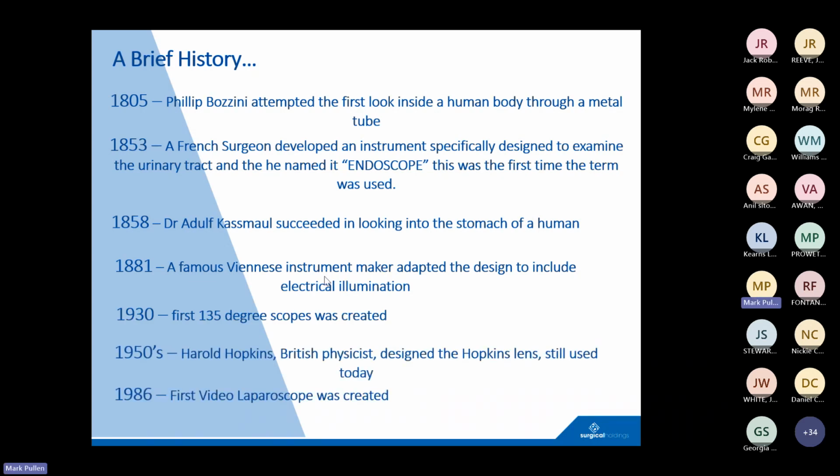In 1930, the first 135-degree scope was created. Obviously, this was a big change in application, allowing better field of view and suitable for more surgeries. 1950s, probably most importantly, Harold Hopkins, you may have heard of, a British physicist, designed the Hopkins lens, which is still used today. And then moving all the way forward to 1986, the first video laparoscope was created. Obviously, there have been some developments since then, things like 4K and 3D scopes now being available as well.